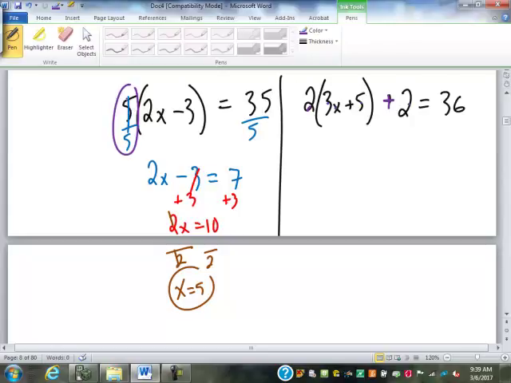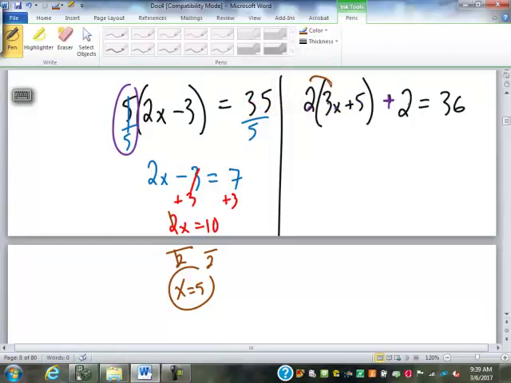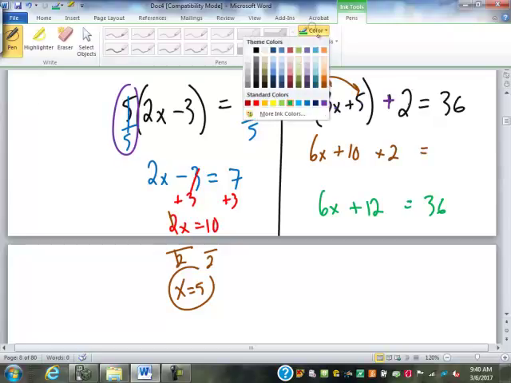So I mean, we could go ahead and start taking this apart and disassembling it in that reverse order. It's just much easier to simplify and combine, like we've done before. 2 times 3x is 6x. 2 times 5 is 10. Plus 2, combine that to make the 6x plus 12. And then solve that equation.